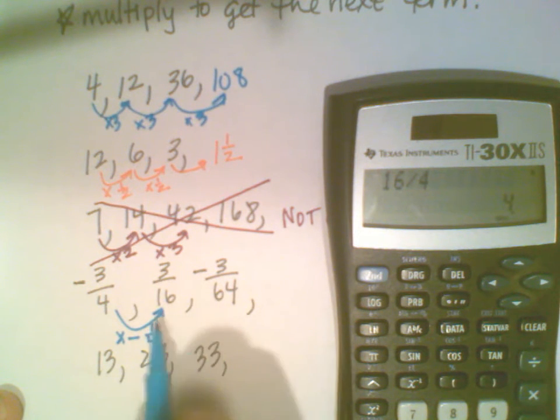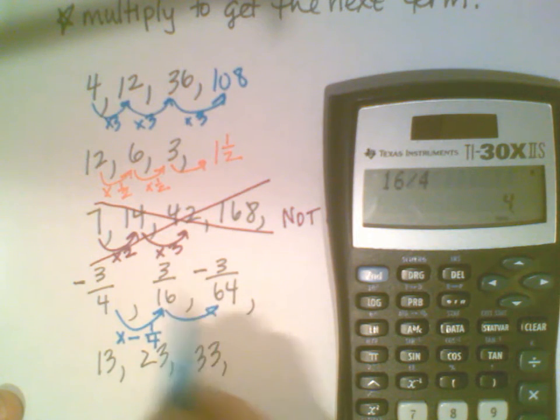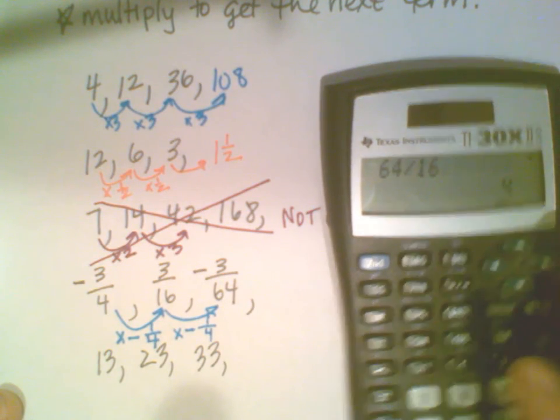Is 16 times 4 64? Sign is changing again, so it's definitely times a negative again. 3 stayed the same, so definitely 1 on top. So the bottom is what I have to look for. Is 64 divided by 16 4? Yeah, it is. So it looks like it is times negative 1/4 each time.